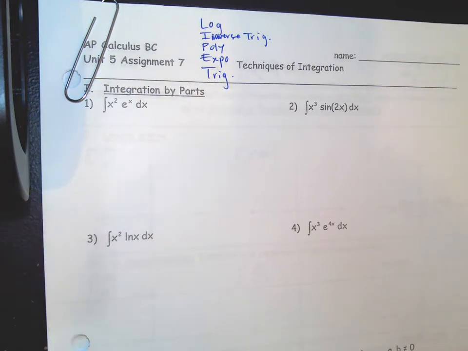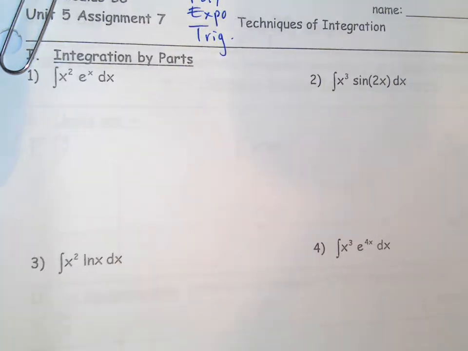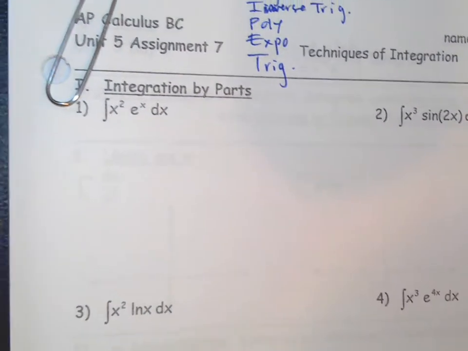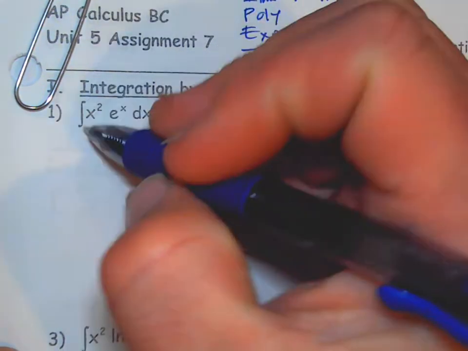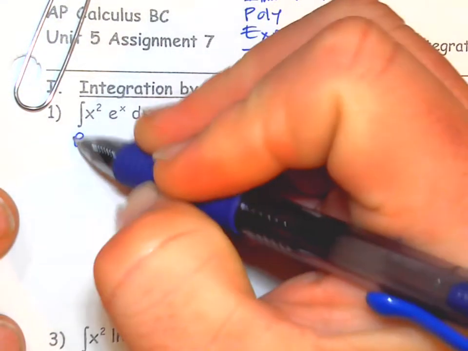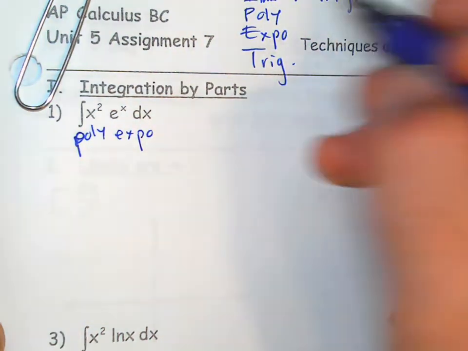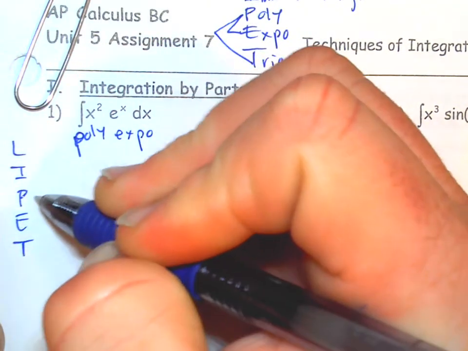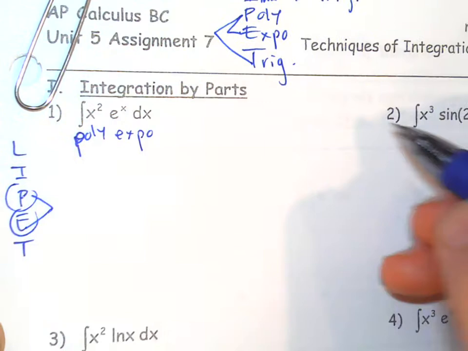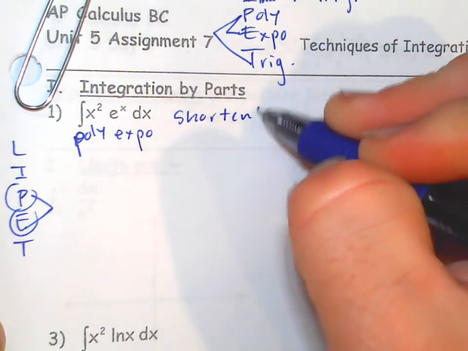Remember to try other integration techniques before you try something more complicated. So this first one, we can't integrate any other way. So this is poly, this is expo. Remember there's a shortcut for poly-expo, poly-trig. I'd be using the shortcut on this. You don't have to, but it's going to save you a lot of time.